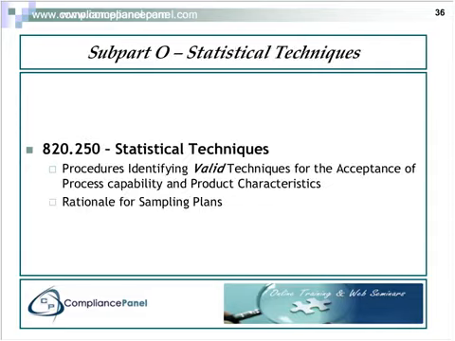And the last part is statistical techniques, and here they require procedures identifying valid techniques for the acceptance of process capability and process characteristics. So if you take a sampling plan, for instance, you can't just say, well, I'm going to pick 2 out of 100 and test them, that should be okay. It has to be something that's statistically sound and proven to be statistically sound for you to use that technique.